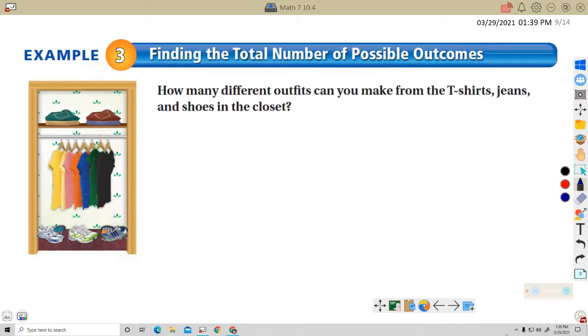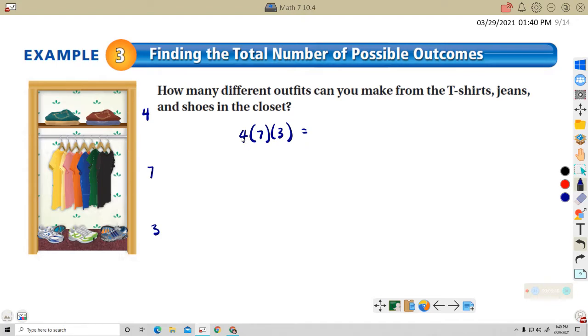Let's take a look at this. How many different outfits can you make from the t-shirts, jeans, and shoes in the closet? Okay, so let's take a look. It looks like we've got 4 pairs of jeans. And t-shirts, we've got 1, 2, 3, 4, 5, 6, 7. And shoes, we've got 1 pair, 2 pair, 3 pair. We're going to multiply all these together. 4 times 7 times 3.